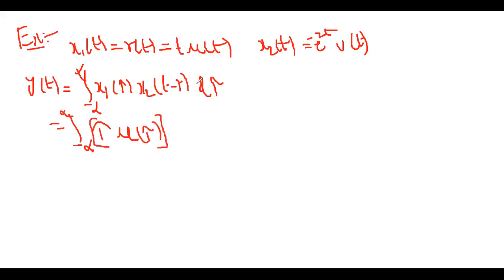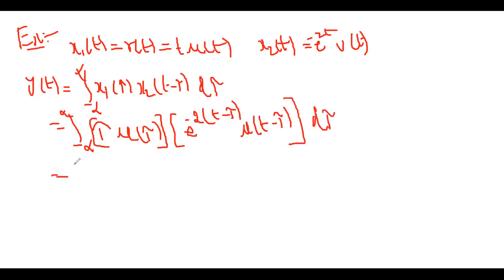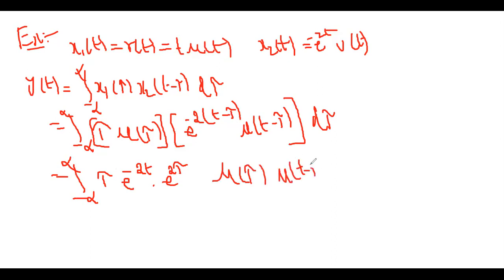as x1. What is the x2? E power minus 2t, as t minus tau, and mu of t minus tau, d tau. And rewrite this expression as integral from minus infinity to infinity, d tau, e power minus 2t into e power 2 tau into mu of tau, mu of t minus tau d tau. We already know the mu of tau and the mu of t minus tau.